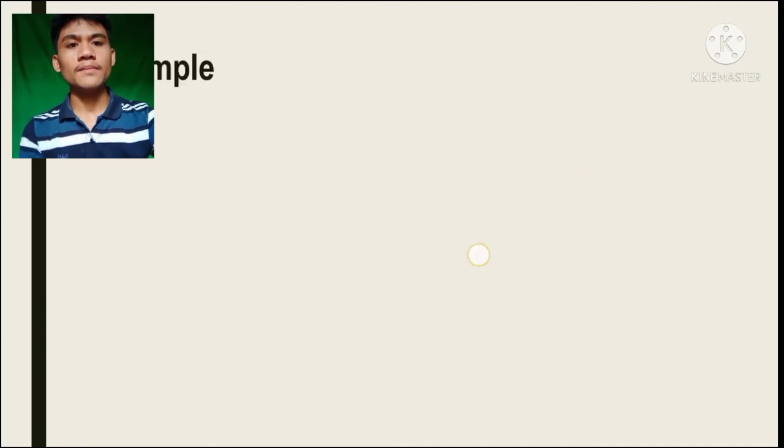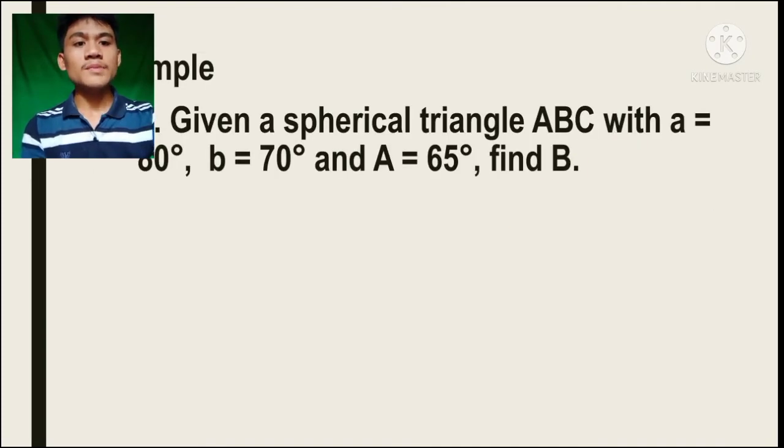Just for example, given an oblique spherical triangle ABC with a equal to 80 degrees, b equal to 70 degrees, and A equal to 65 degrees. In the 6 cases, it would be number 5, given two sides and an angle opposite one of the sides, which is the angle A.